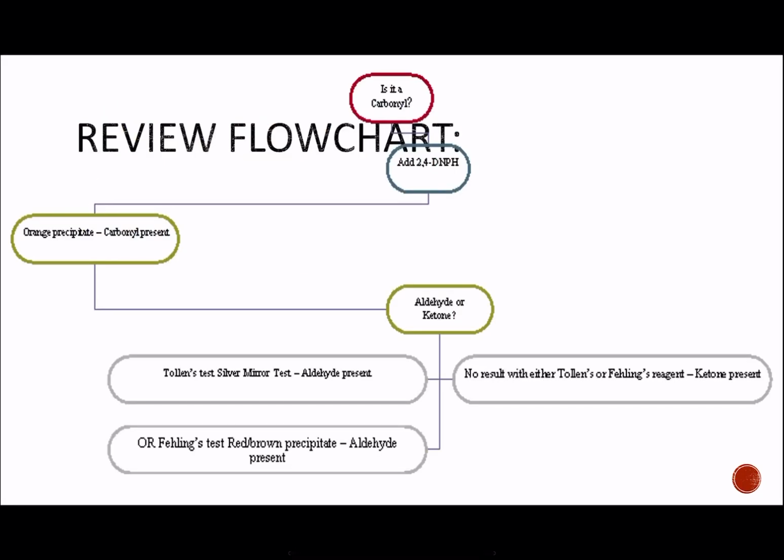This is a review flowchart, and you can develop one of your own, but it gives you an idea of how to analyze the questions. Do I have a carbonyl group, which means C double bond O? Yes, then add 2,4-DNPH. If I see an orange precipitate, it means a carbonyl group is present. If there is no precipitate, then it means not aldehyde or ketone, and you would have to do something else.